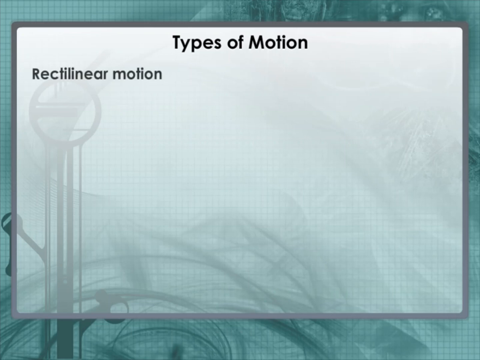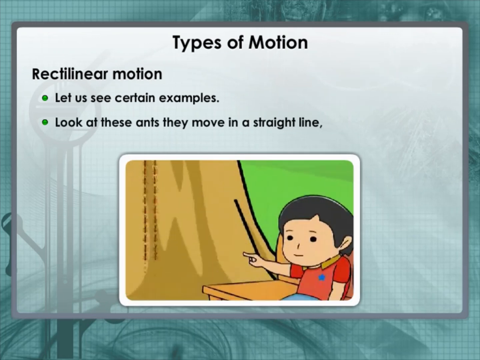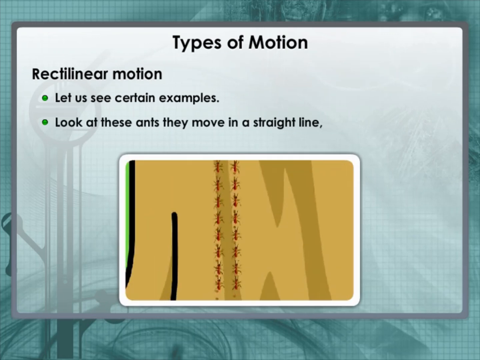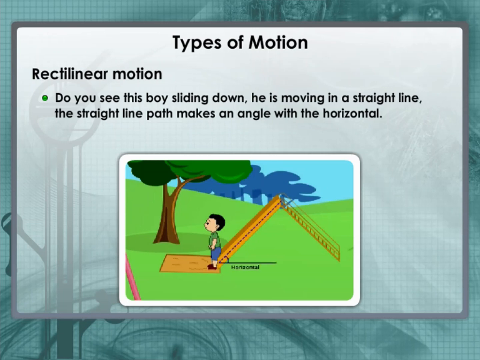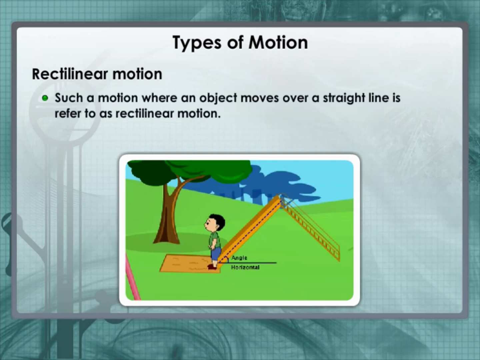Types of motion. Rectilinear motion. Let us see certain examples. Look at these ants, they move in a straight line. Do you see this boy sliding down? He's moving in a straight line. The straight line path makes an angle with the horizontal. Such a motion where an object moves over a straight line is referred to as rectilinear motion.